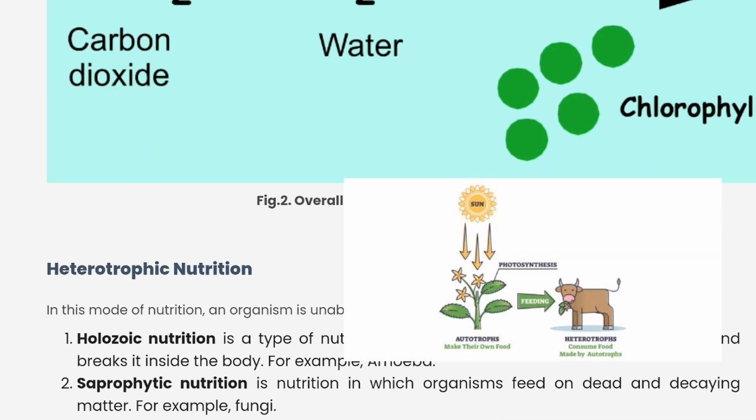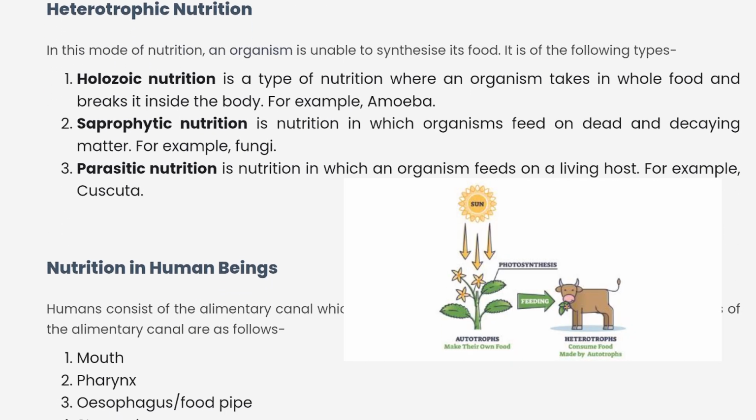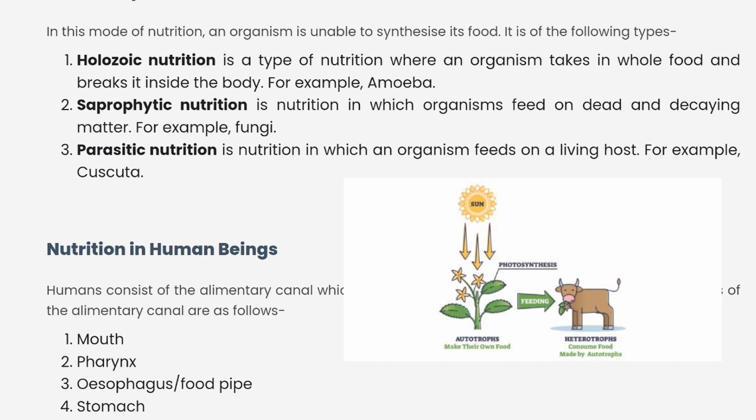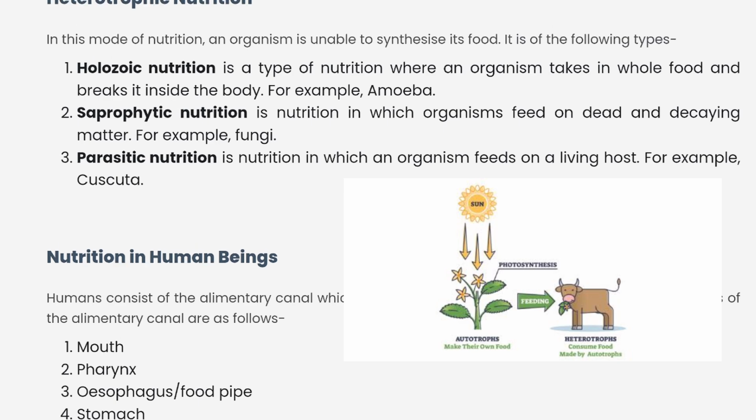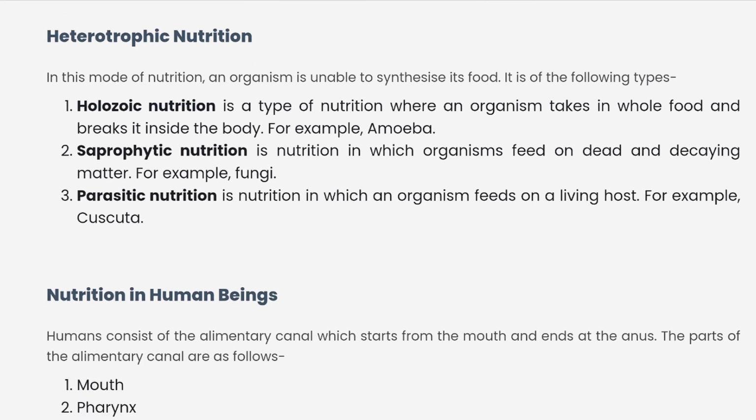Heterotrophic nutrition. In this mode of nutrition, an organism is unable to synthesize its food. It is of the following types. 1. Holozoic nutrition is a type of nutrition where an organism takes in whole food and breaks it down inside the body. For example, amoeba.